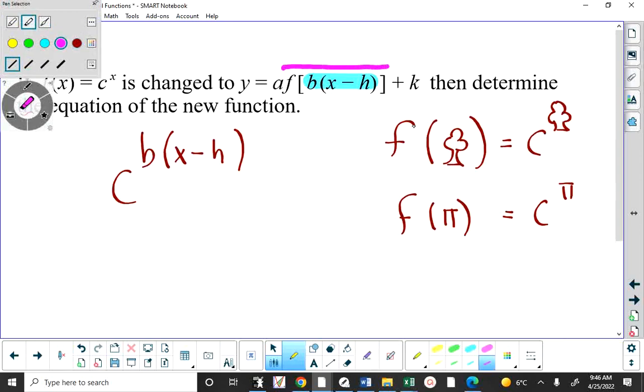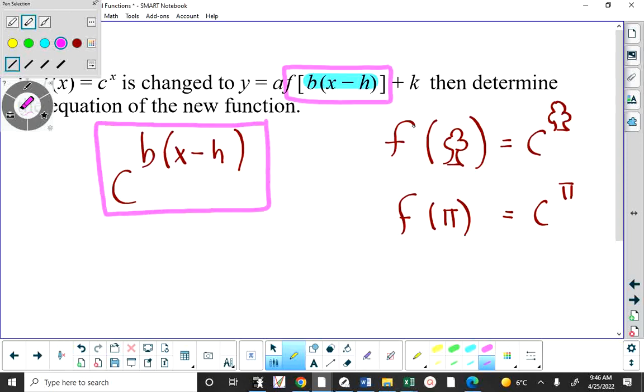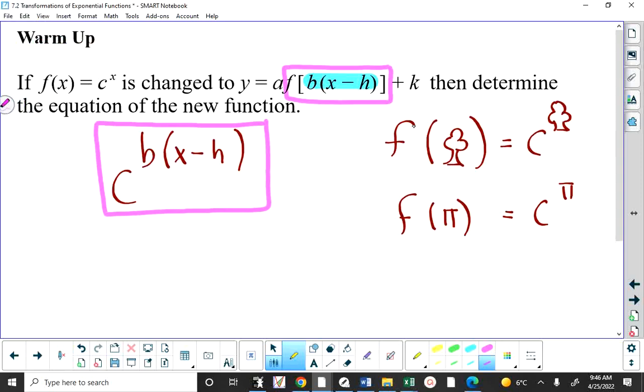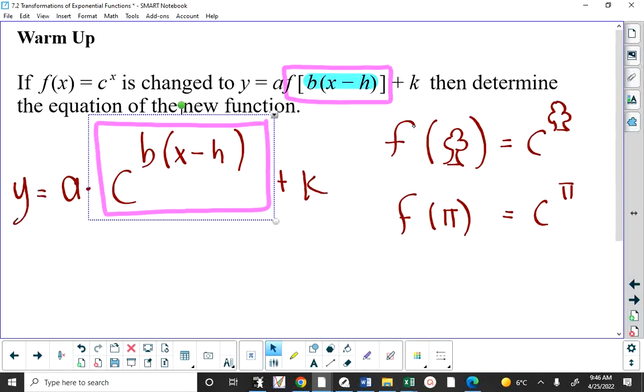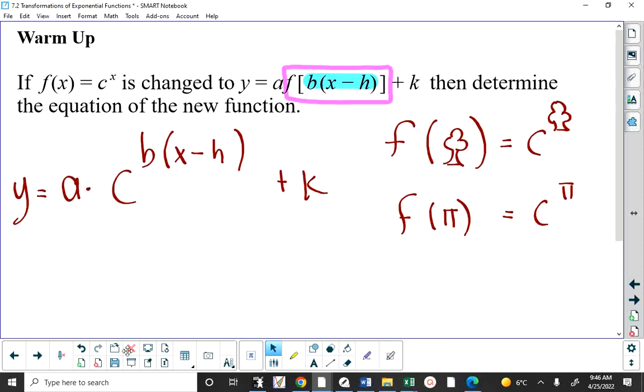This entire thing, not including the a, not including the k, is this thing. f of b bracket x minus h is c raised to that thing. So then if we multiply that by a and add k, this is the new function. And I'm going to get rid of that pink rectangle. It's just visually offensive to me. I just put it there to indicate how we got c to the b bracket x minus h. So this is the function.